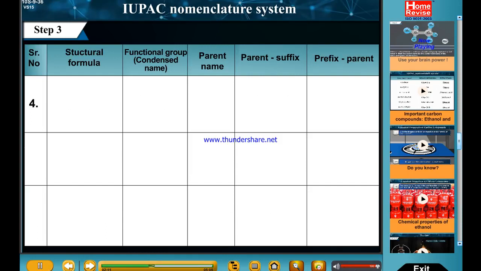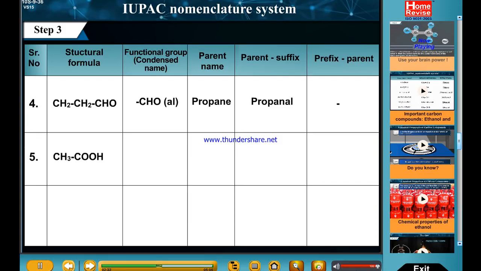4. CH3CH2CHO. Here the functional group is CHO, that is al. Its parent name is propane. Parent suffix is propanal. 5. Structural formula is CH3COOH. Its functional group is COOH, that is oic acid. Its parent name is ethane. Parent suffix is ethanoic acid.